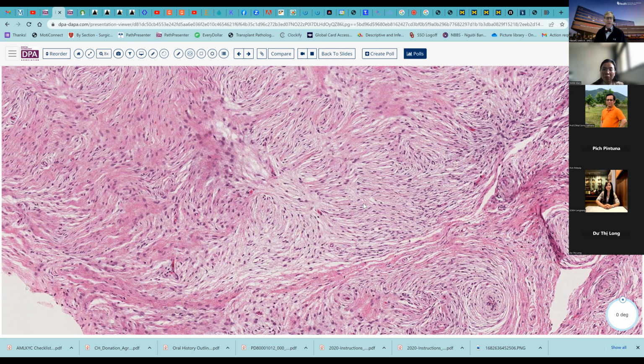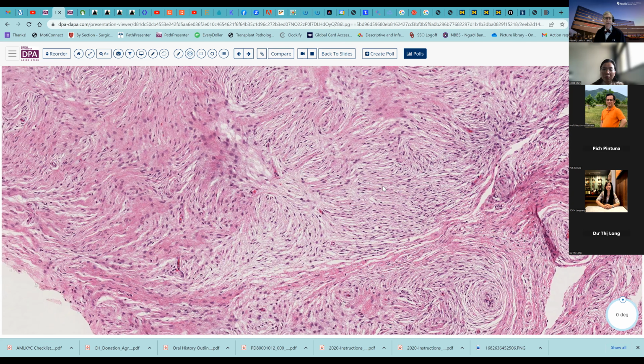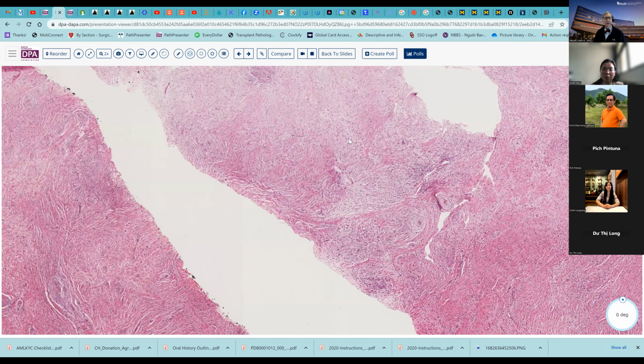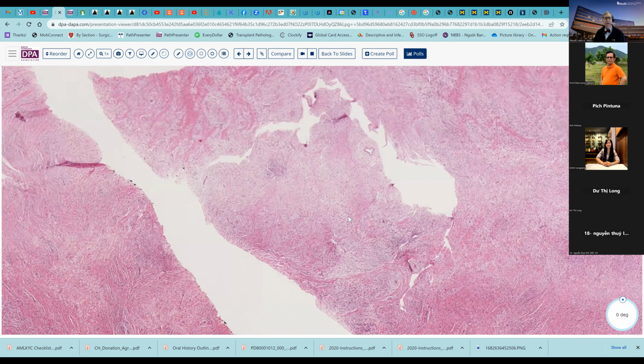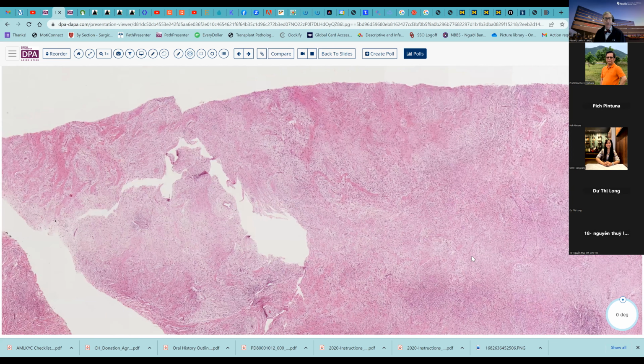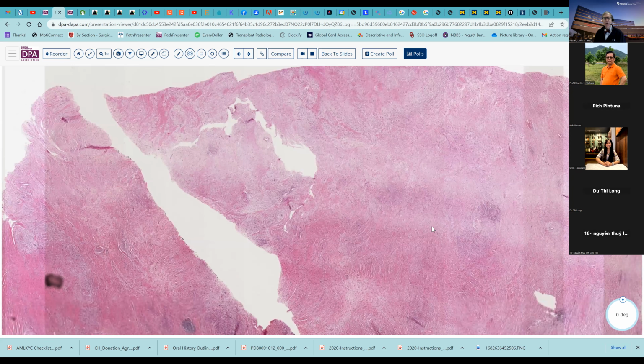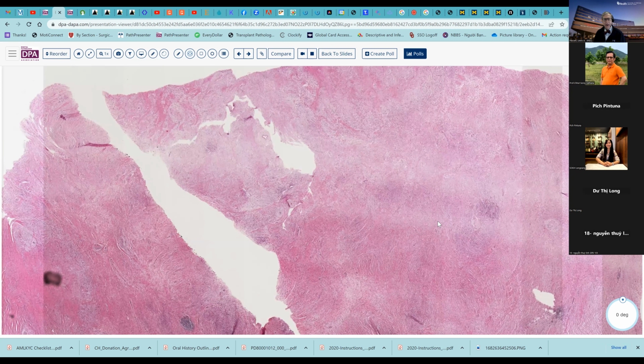So the term for this tumor is low-grade fibromyxoid sarcoma. There's also a myxofibrosarcoma. However, that is a very different tumor. It's a high-grade sarcoma. It's not a low-grade lesion like this. And so you don't even have to have them in the same differential at all. So low-grade fibromyxoid sarcoma, that's a very low-grade tumor.